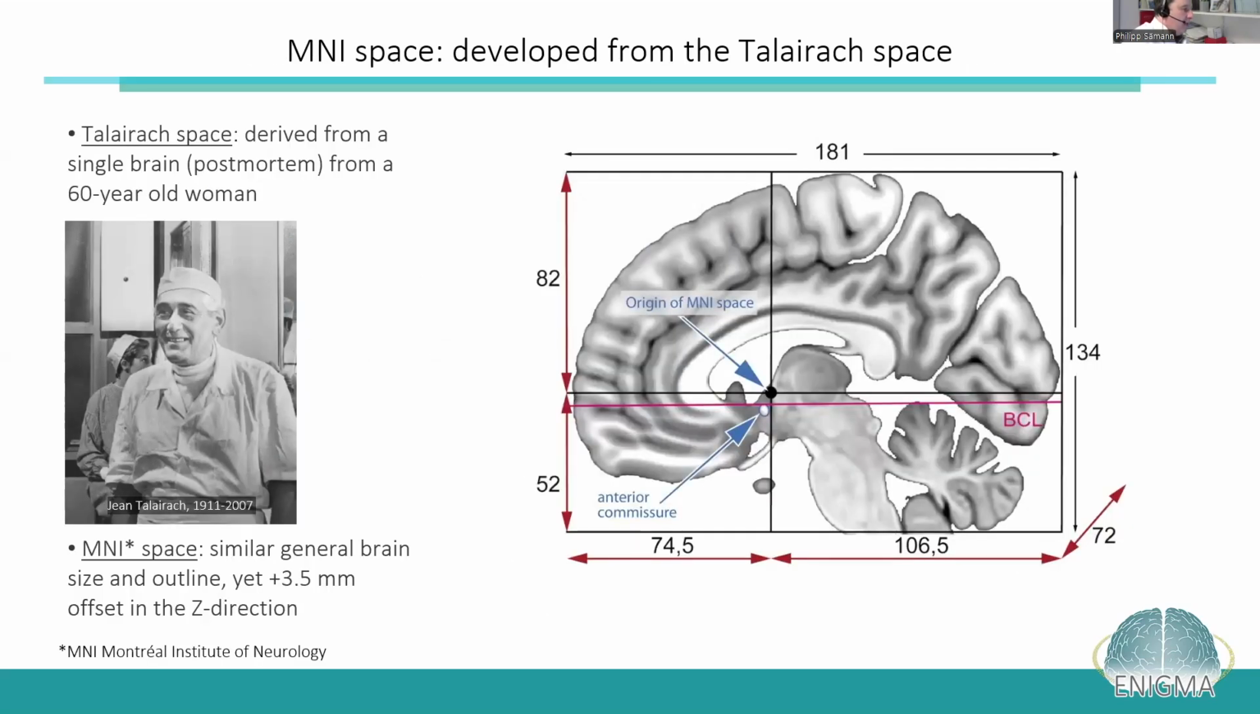Here you can see Jean Talairach, who first developed this idea of a spatial standardization of, in this case, neurosurgical procedures. He used the post-mortem brain of a 60-year-old woman to develop a certain geometric alignment system, using the anterior and posterior commissure of the brain to create a plane parallel to the ground, and then also bring it to a normative size.